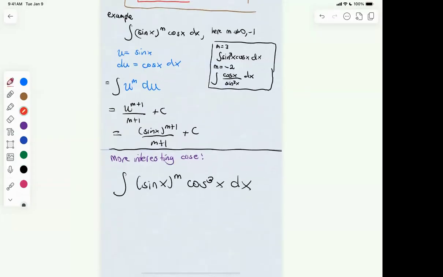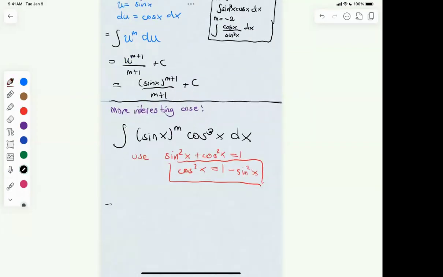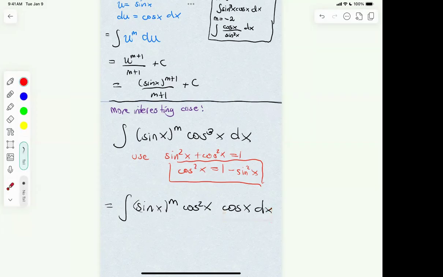So what we want to do here is use sine squared plus cosine squared equals 1, which in the version I want to write is cosine squared equals 1 minus sine squared of x. And so I'll think of this integral as being sine of x to the m times cosine squared of x times cosine of x dx. So this is the part that the du will take care of. And then the other part, the cosine squared, I can take care of by doing this replacement.